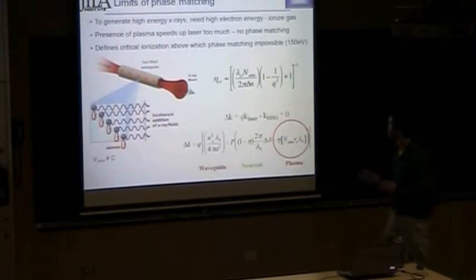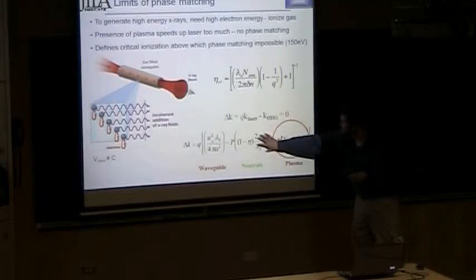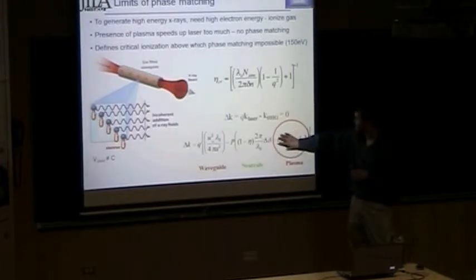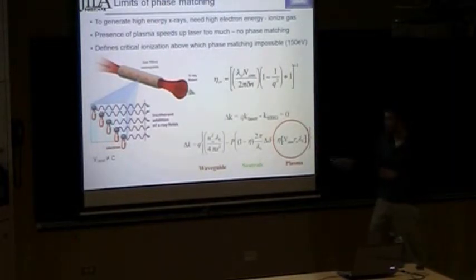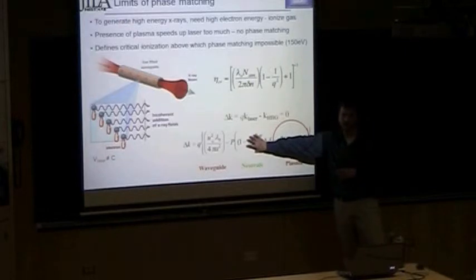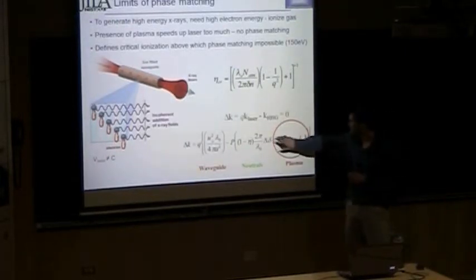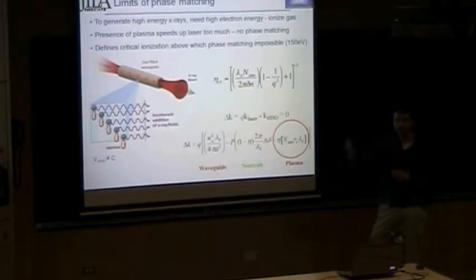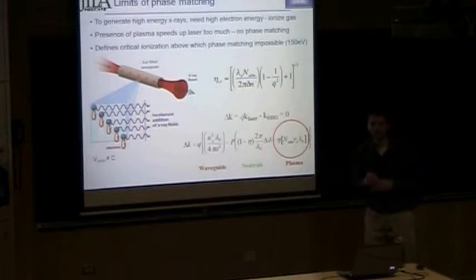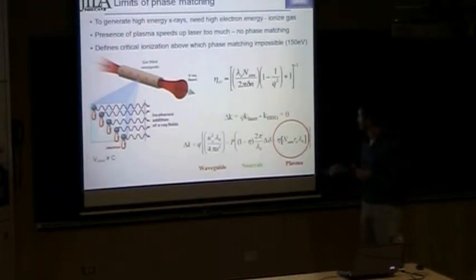I don't want to go too much into the details here, but essentially, if you've got these two terms, right? You've got a plasma contribution and then a neutral contribution. If the plasma contribution to your phase velocity becomes larger than your neutral dispersion, then everything has the same sign, and so there's no way. Essentially, the phase velocity of your fundamental becomes too high.